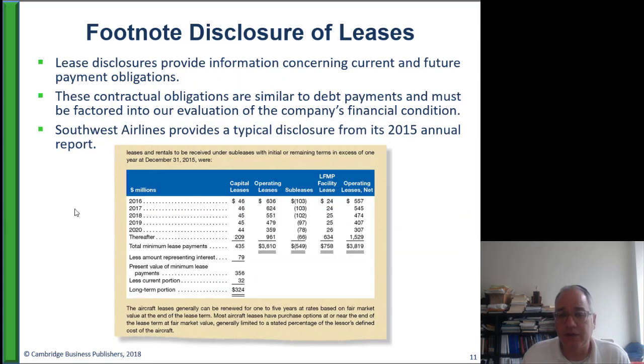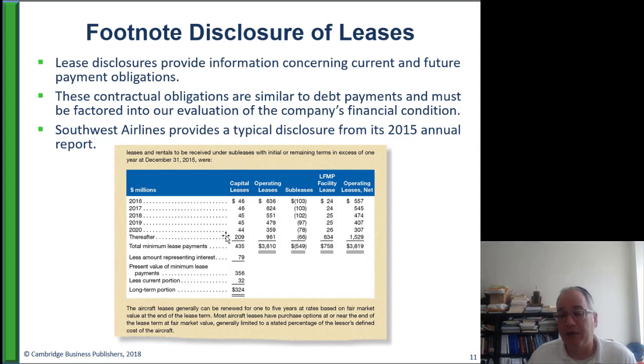The footnote disclosure here is very important because the footnote disclosure helps us to do what I'm going to call constructive capitalization. So lease disclosures provide information concerning current and future payment obligations. And these are called contractual obligations. What the company would need to do here is to list all of the payments that are due in the next 5 years and any payments that are going to be due after the 5 years. And they'll break them down into different kinds of leases. Especially, they have to break them down into capital versus operating leases.